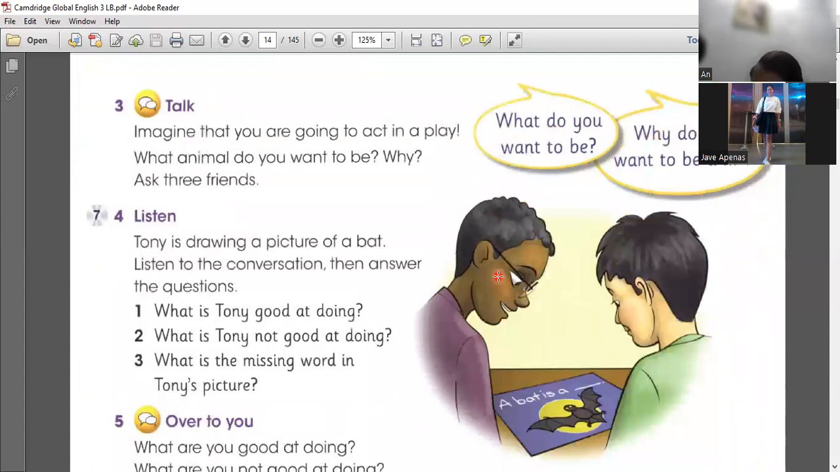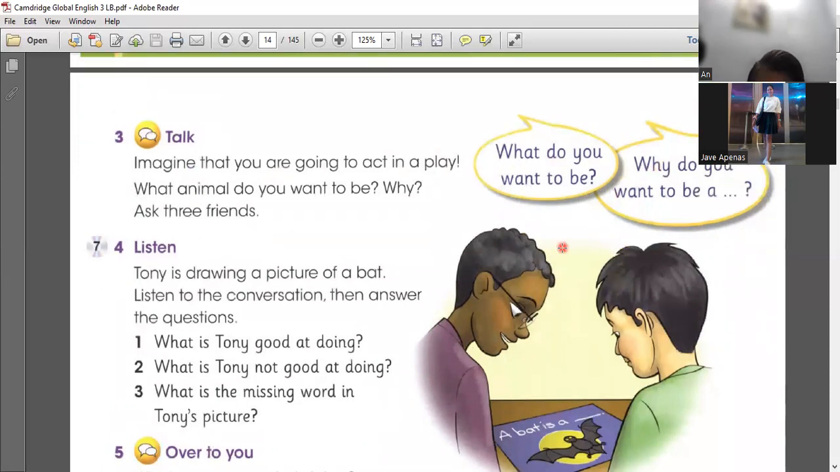Okay, so imagine that you're going to act in a play. What animal do you want to be and why? For example, me, I want to be a cat because I love cats and I know how they act, or when they're hungry, I know how they feel. Okay, something like that. All right, what about you? What animal do you want to be?